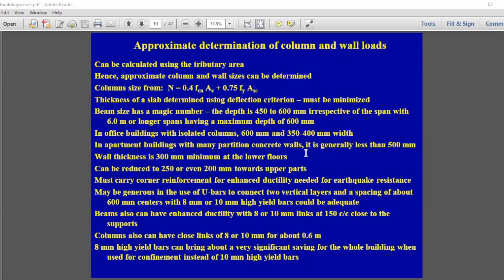With these efficient lateral load resisting systems that we use, you will find that the size of the beam is about 600 millimeters depth, even for a fairly tall building. The reason is, if you try to use a beam of a depth more than 600 millimeters, then you will find that the floor-to-floor height has to be increased.